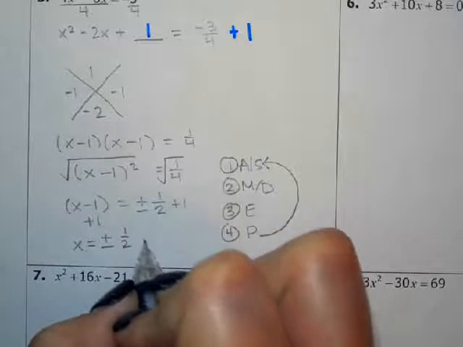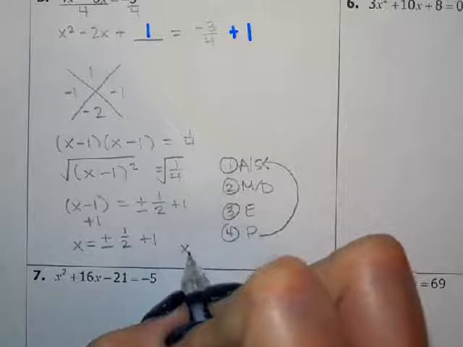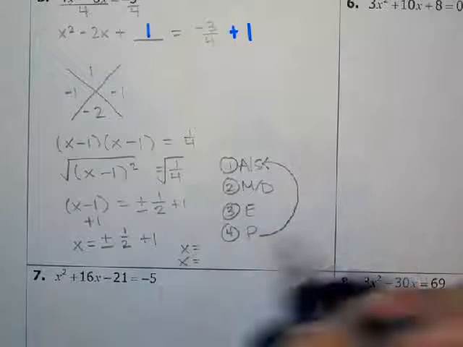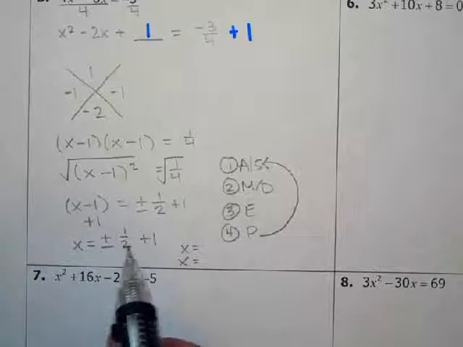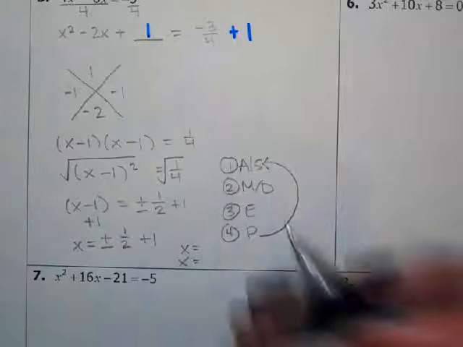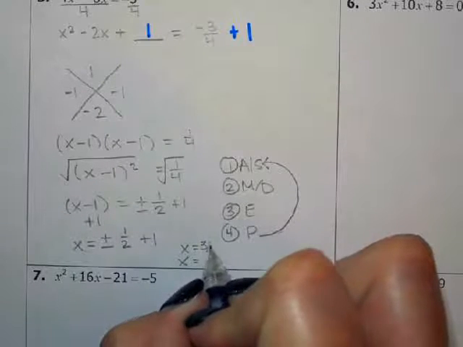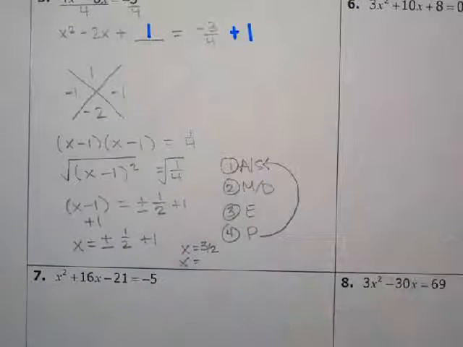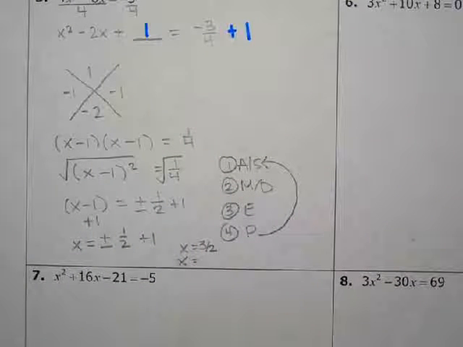So we have a positive 1/2 plus 1. 3/2, good. 1.5 is how a middle schooler would say it. 3/2 is how a high schooler would say it. I'm not trying to trigger anyone. I'm just telling you because I care.